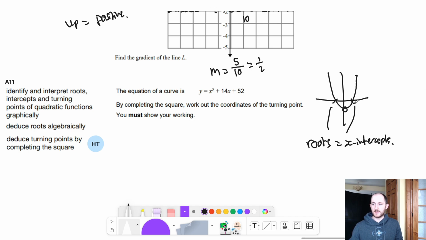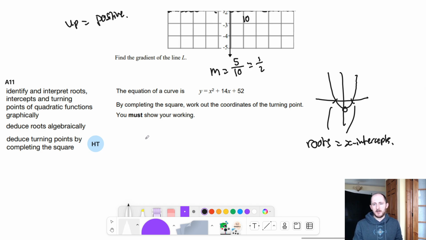X-intercepts, again, is just where they cross the x-axis, y-intercept where it crosses the y, and the turning point, which is the only new thing really, is where it turns, right? So either the peak or the bottom of the kind of trough that you have. Now, for you higher tier people, you get to work out, and you're so lucky, you get to work out the coordinates of turning points by doing something called completing the square.